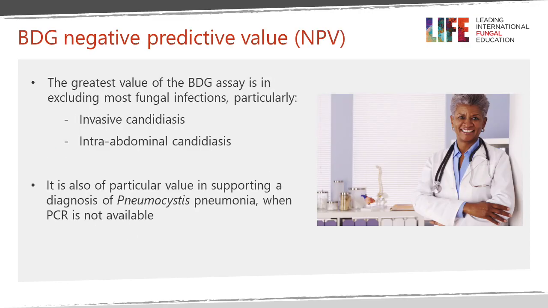So the greatest value of the BDG assay is in its utility in excluding most fungal infections, particularly invasive candidiasis and intra-abdominal candidiasis or peritoneal candidiasis. It's also of real value in supporting a diagnosis of pneumocystis pneumonia when PCR for pneumocystis is not available, and particularly in the non-HIV patient when atypical features are quite common.